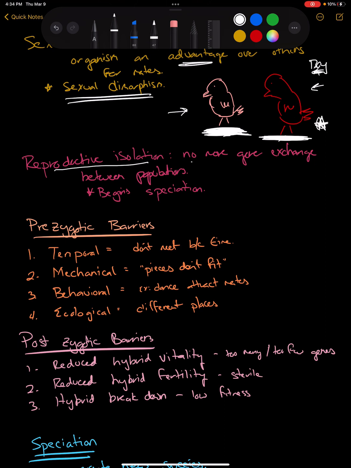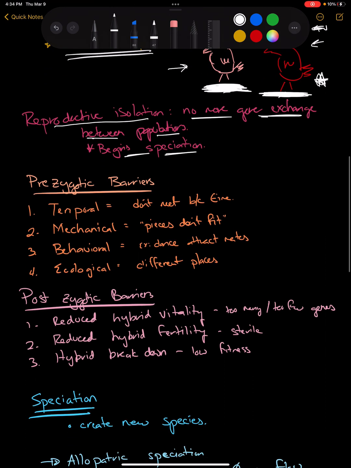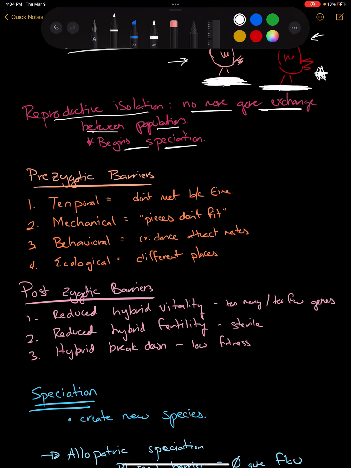Reproductive isolation means I don't get any more gene exchange between a population. And this is where speciation begins. Don't forget, speciation is when I create a new species. Now, there are a few things that can happen for reproductive isolation. The first one is a pre-zygotic barrier. Remember, pre means before, and a zygote is a fertilized egg. So these are barriers that keep a fertilized egg from happening, right?